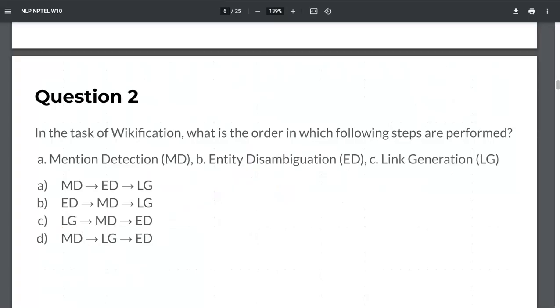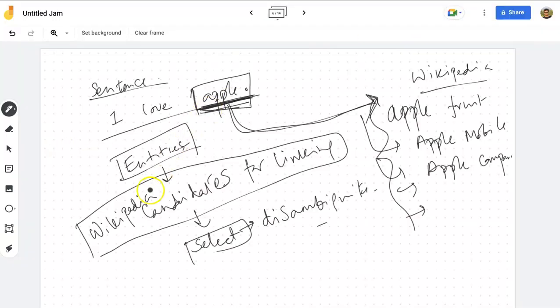So this is the whole step. If you see what they are saying, mention detection is MD. Mention detection is basically what I am saying, entity identification. So you need to detect the mention. I am identifying all the mentions of a word in a sentence. So this is the first step.